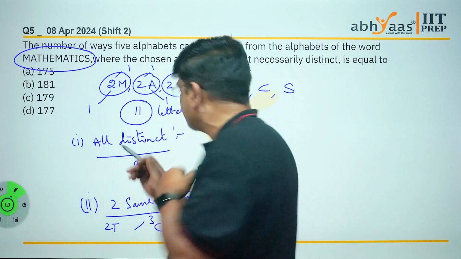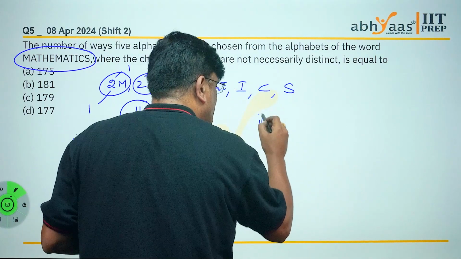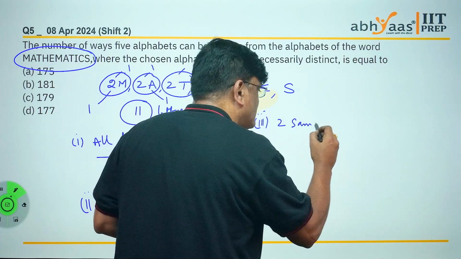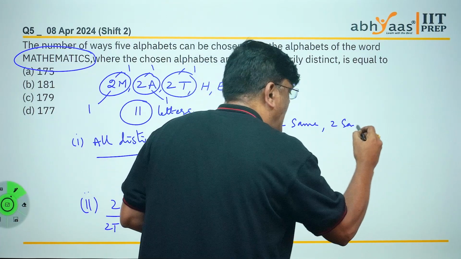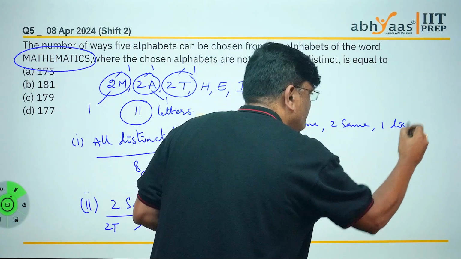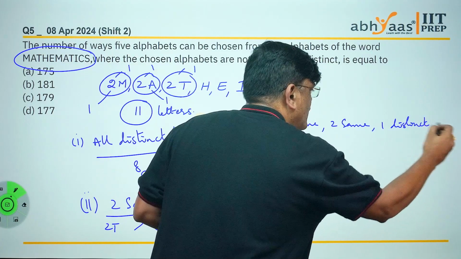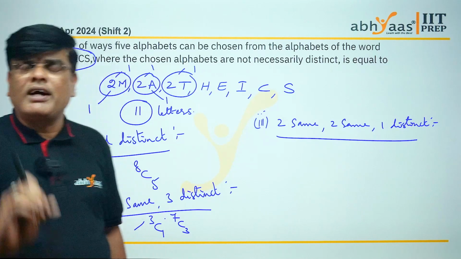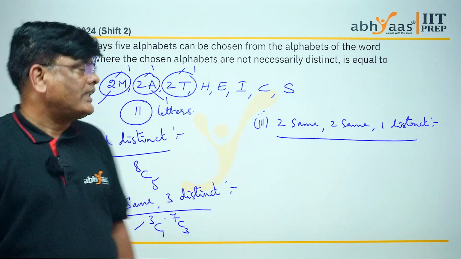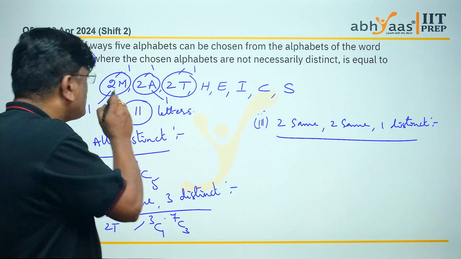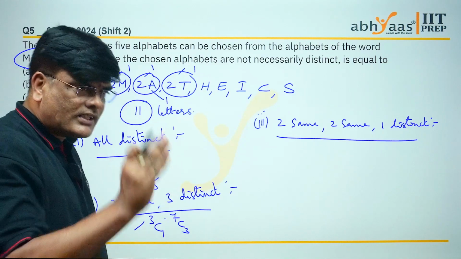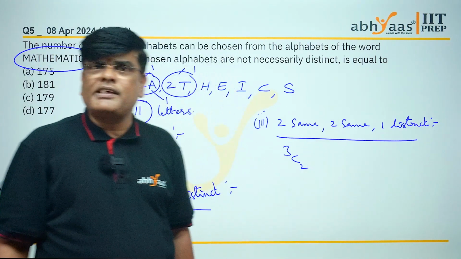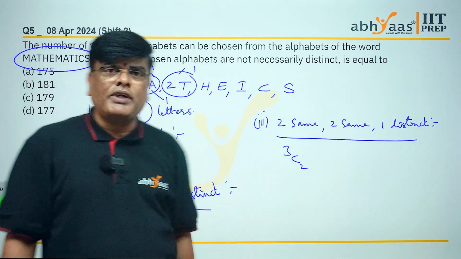Now next I will take the third case. The third case is two same letters, identical letters, and another two same letters, with one distinct letter. Now we'll see how many selections we can make here. Now the same-letter groups are 3. From these 3 groups I will select 2 groups. In how many ways will it be possible? In 3C2 ways it is possible.